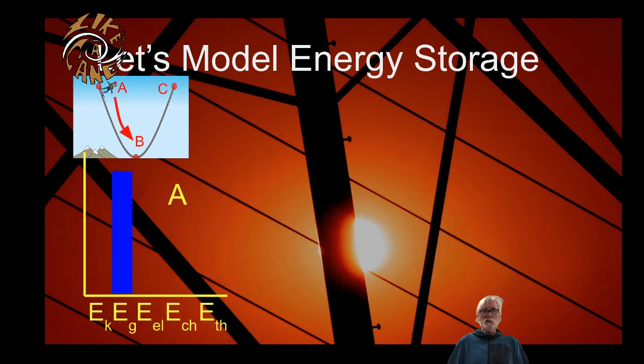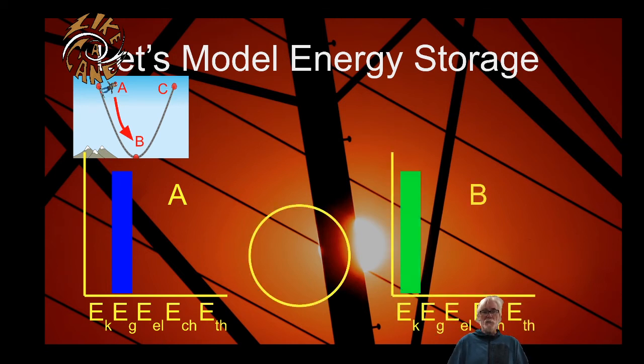Next, we'll use an LOL chart to represent the same situation. We'll see that all the energy is stored as gravitational at A, so there's a large bar on EG, and then at B, the same size bar appears on EK because this is now kinetic energy. Size of the two bars is the same. There's no losses or energy gains in the system circle because it's a closed system.